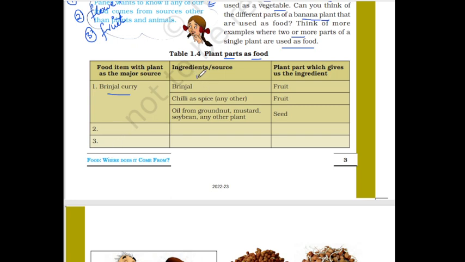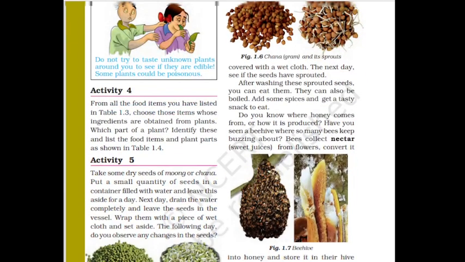So what are the ingredients and what are the sources? Then plant parts which give us these ingredients. First you were using brinjal, and brinjal is basically the fruit of the plant. Then you have used some spices, that is also the fruit of the plant. Then oil from groundnut, mustard, soya bean, right? All these are basically seeds of the plants which we consume.